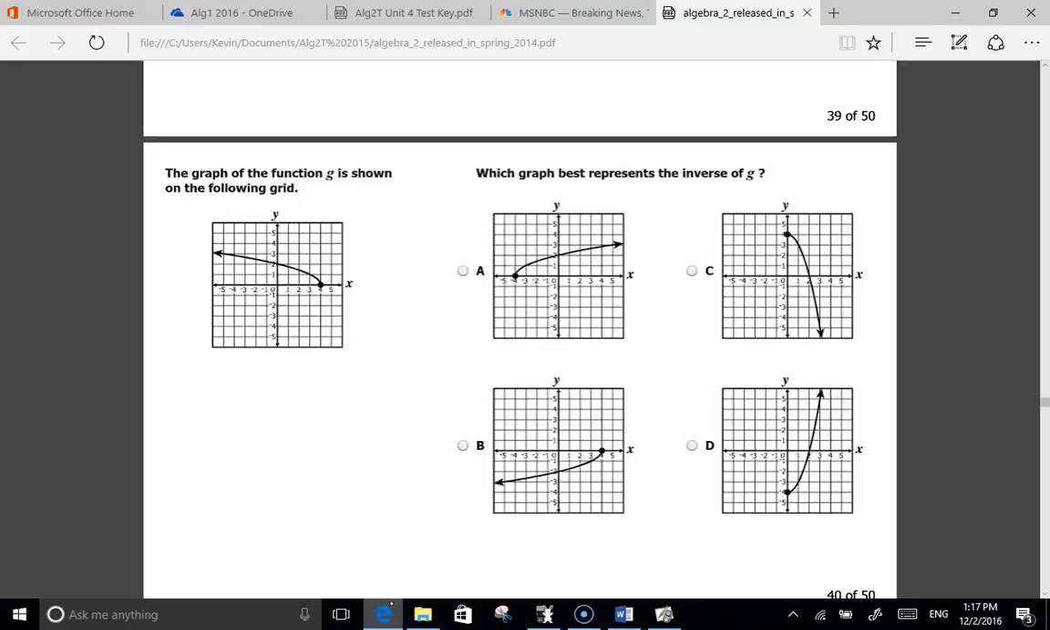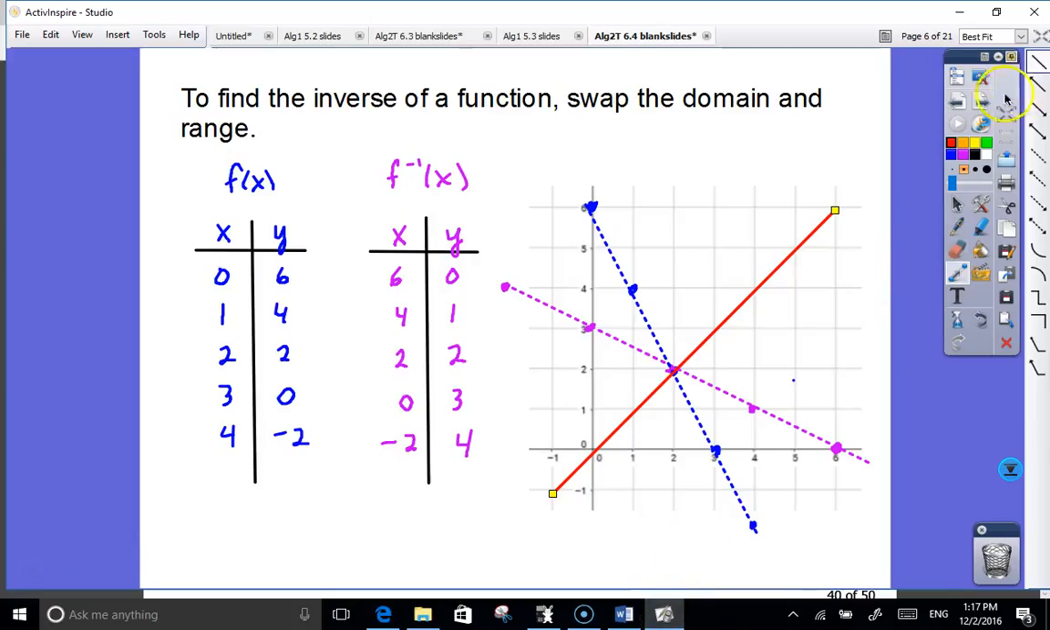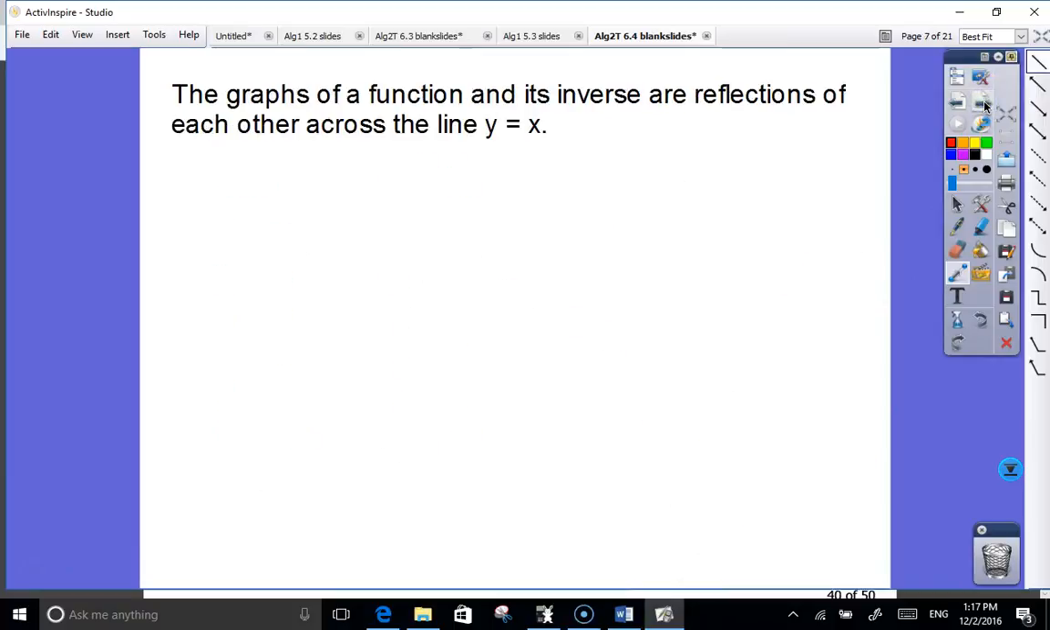That's the whole question. And they have like 2 questions on inverses on the SOL. And that is likely to be pretty similar to the one you're going to see. All you got to remember is switch the x and the y, and then which ones match up. So the graphs of a function and its inverse are reflections of each other across the line y equals x. That is almost word for word what the SOL says we're supposed to know.